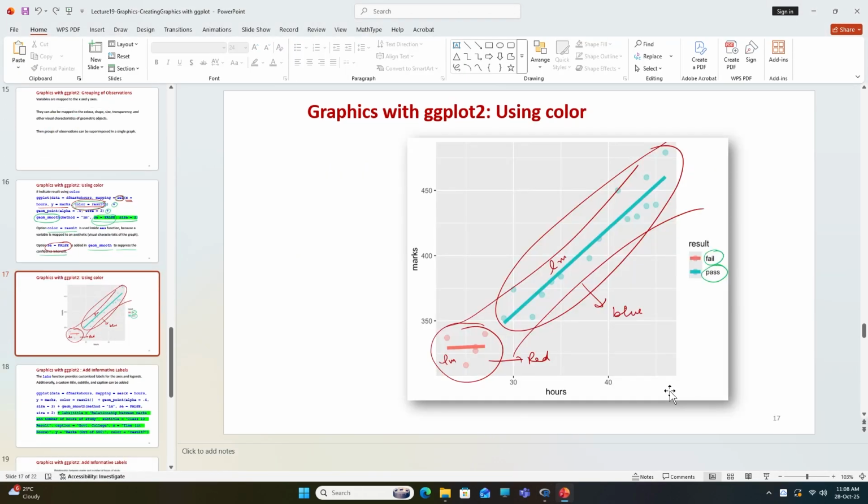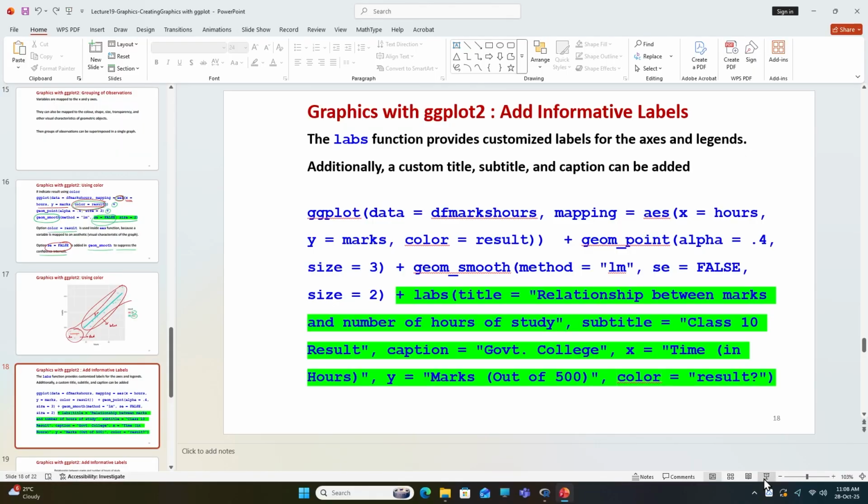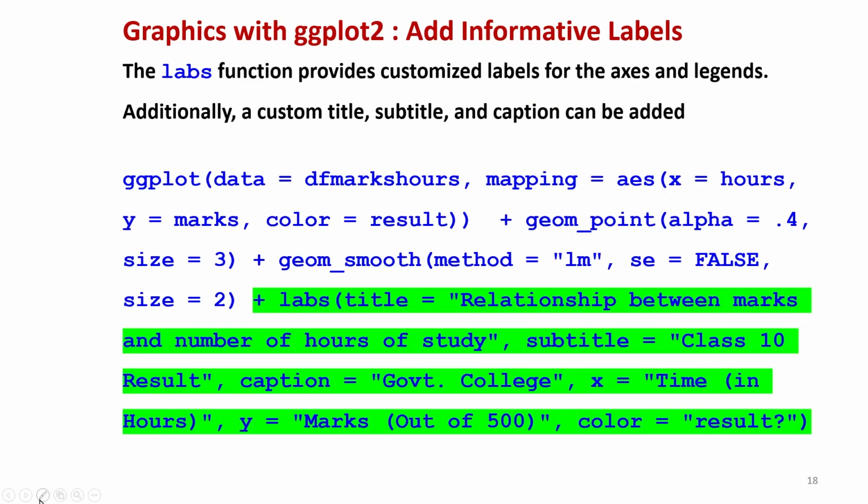Now I want to give you some more aspects of how we control the aesthetics, in the sense that we want to customize our plot by giving labels for axes and legends, and we can give a custom title, subtitle, caption, etc. This can be done using the function labs. All these commands are from earlier. Now I am using the plus option and then labs.